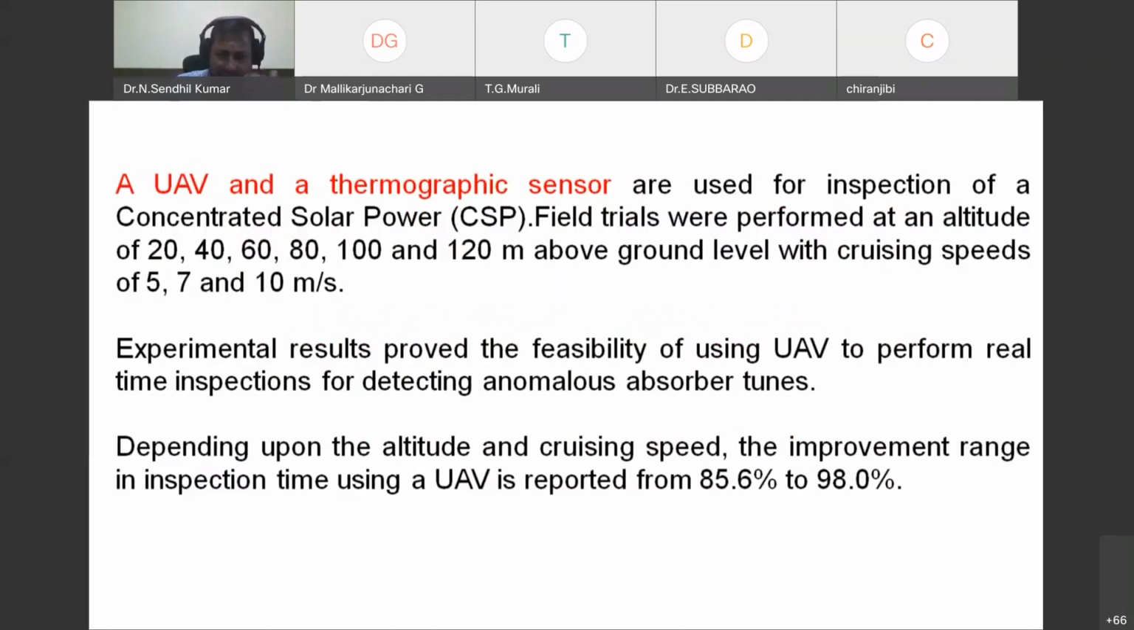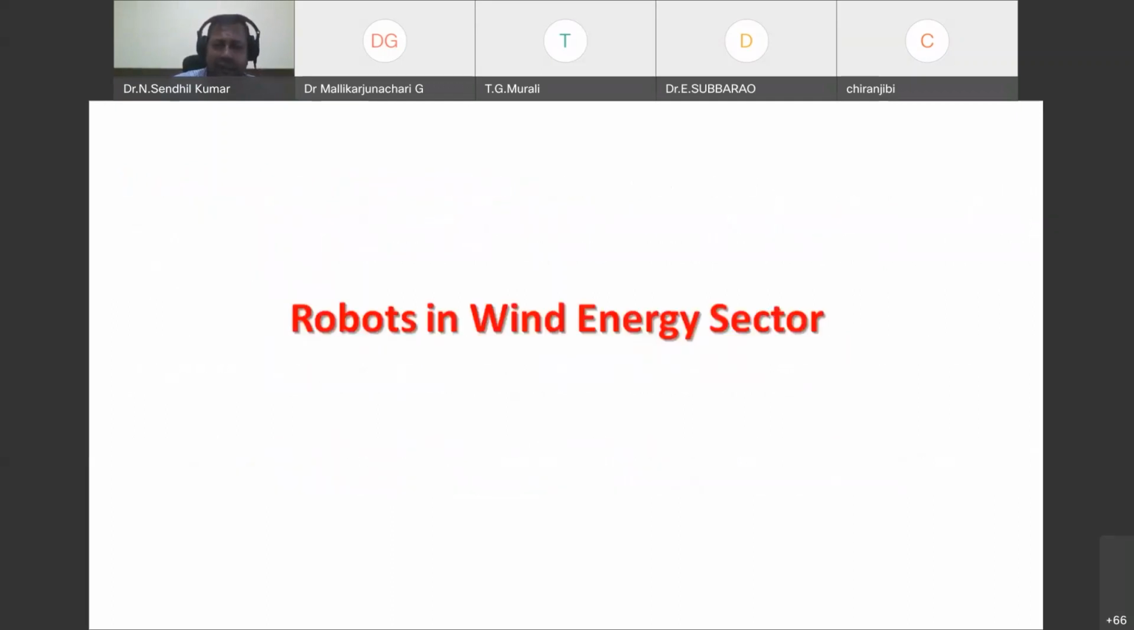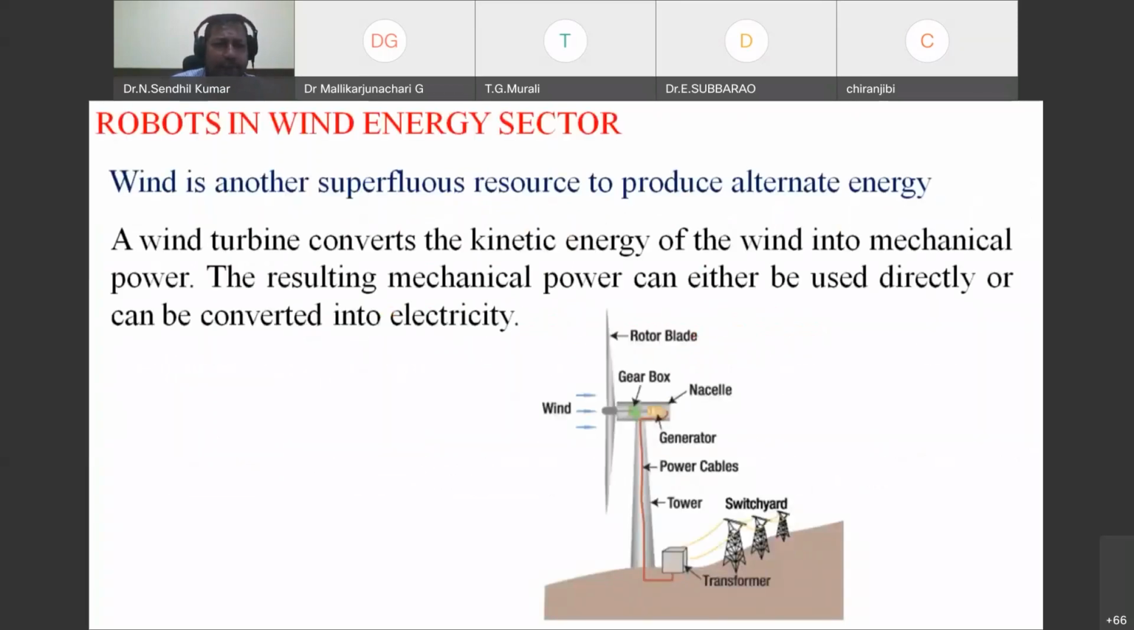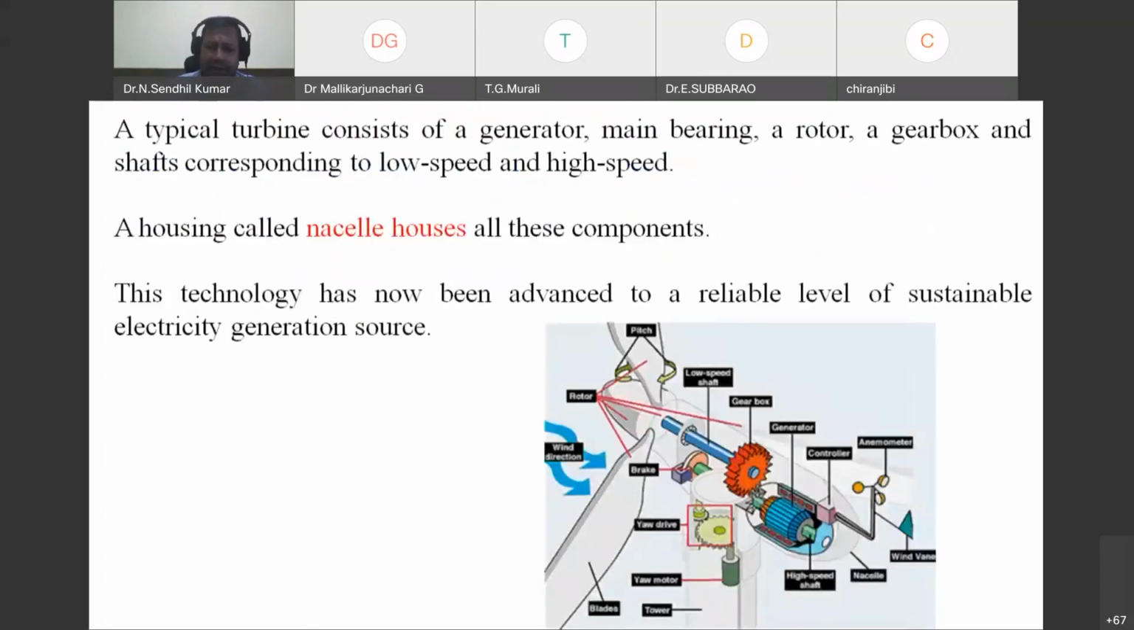Similarly, we'll go to the other sector, the wind energy sector, where robots will be used. You can see it here. The wind turbine uses the power available in the wind and converts mechanical energy into electrical energy. There are horizontal wind turbines and vertical wind turbines, and all of them are installed.